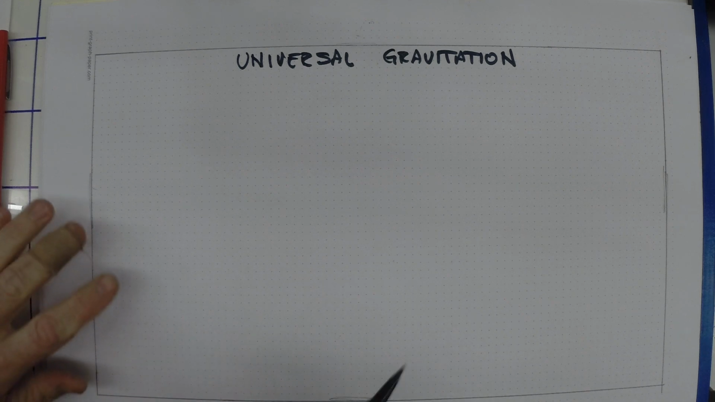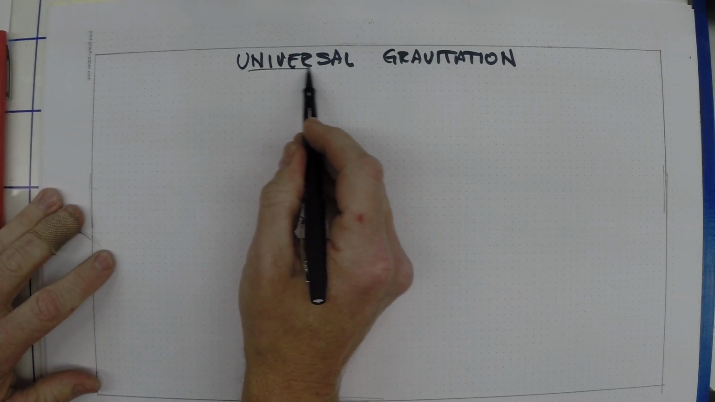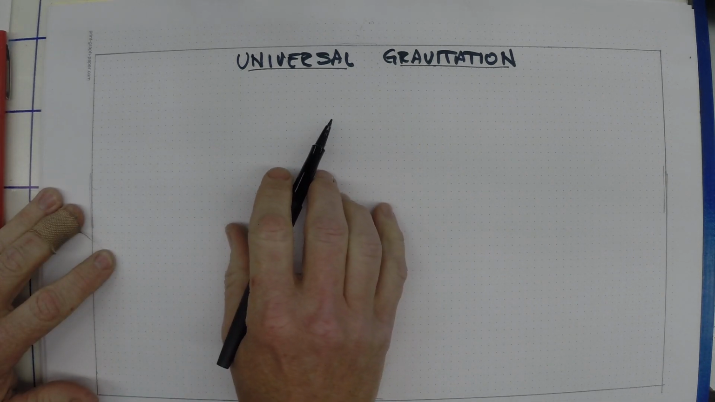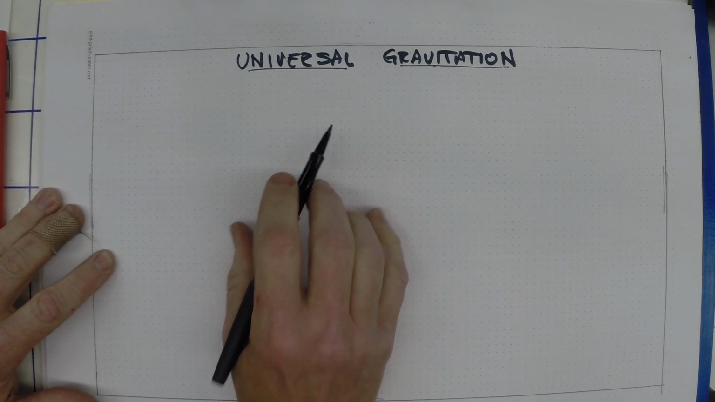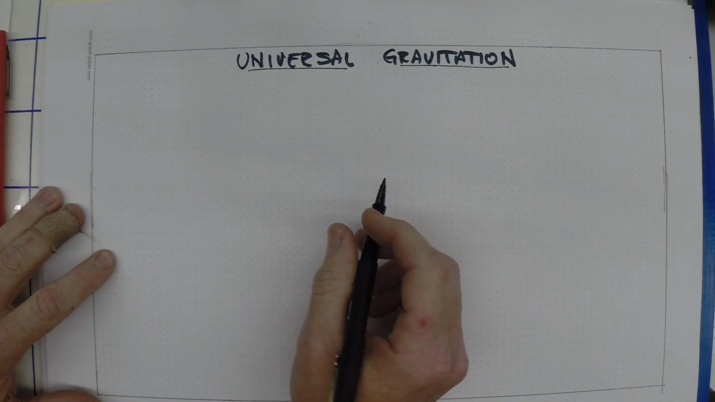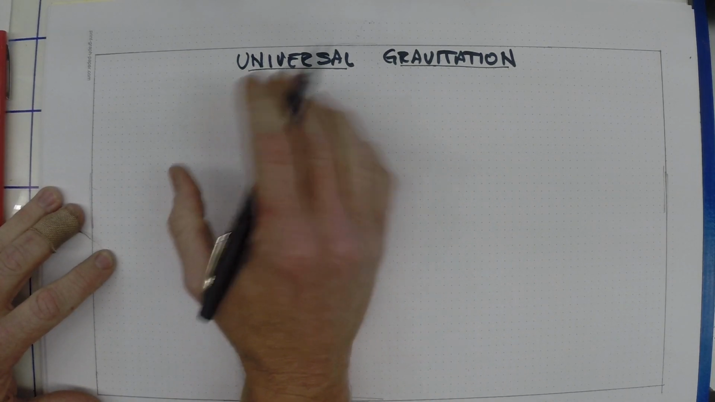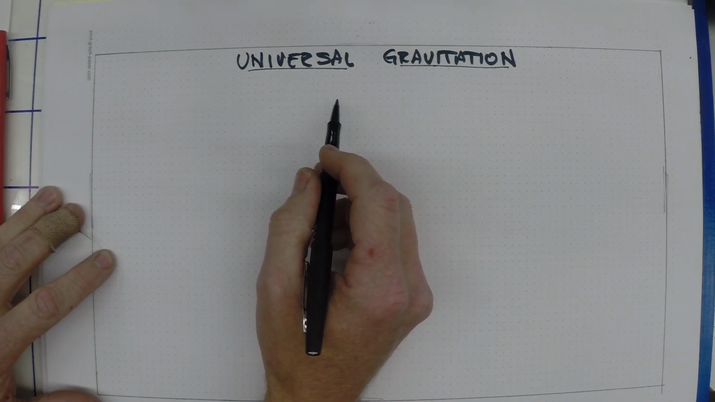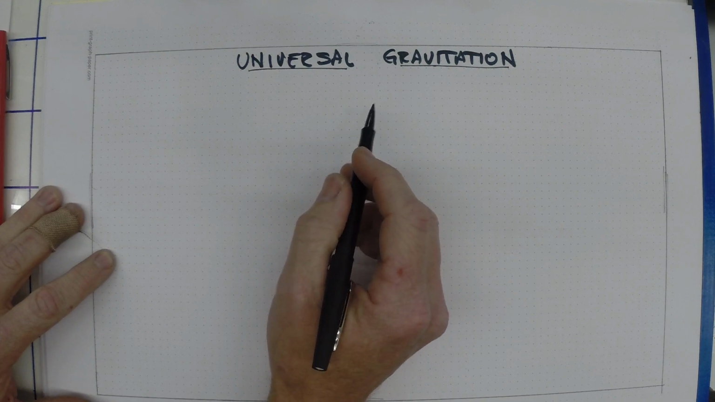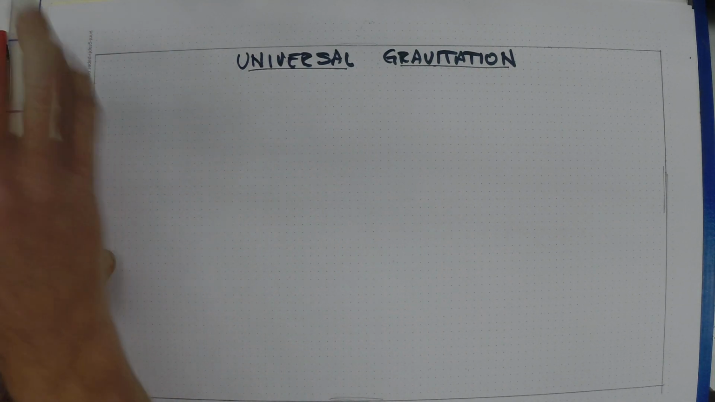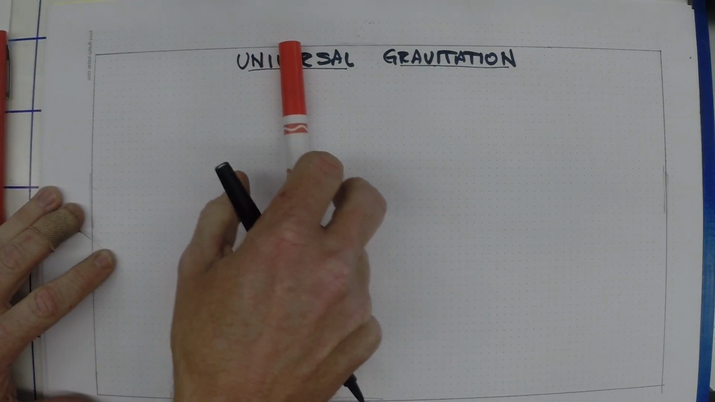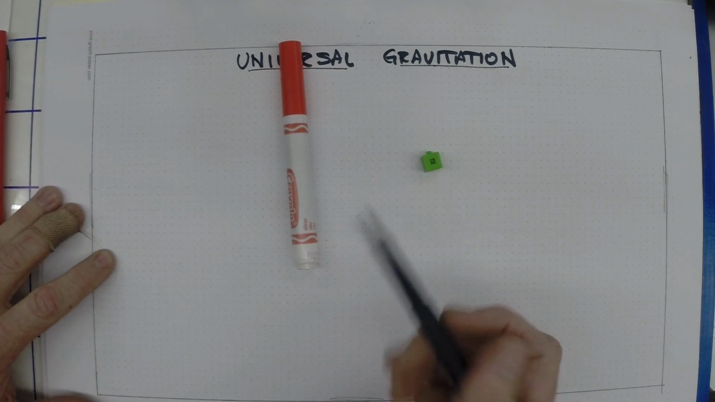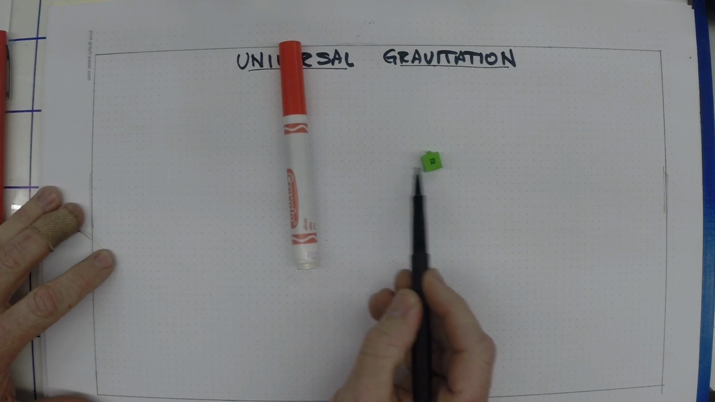So this video is about universal gravitation, which is simply the idea that all matter in the universe pulls on all other matter in the universe. So any two objects, it does not have to be a planet to exist, but it really has to be a big object to notice it. But for any object, this marker and this plastic cube, for example, there is a force of attraction between them.